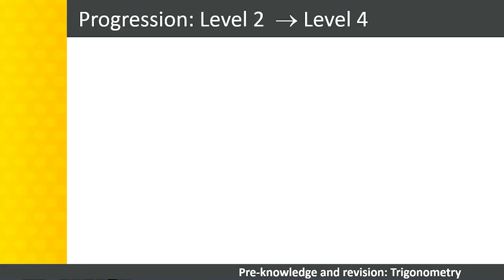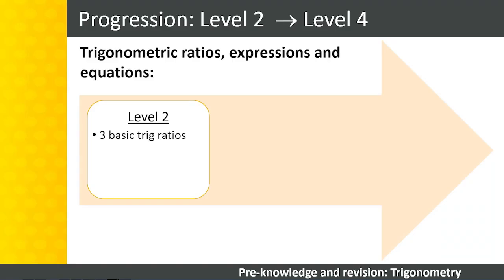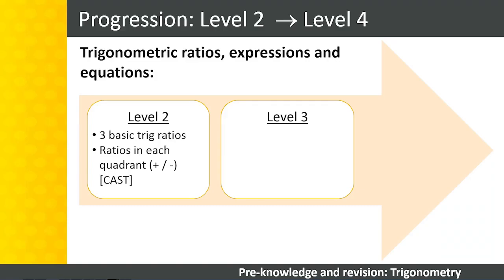What trigonometry pre-knowledge should students already have by the time they reach Level 4? Let's look at how the trigonometry curriculum builds from one level to the next. First, students must be able to work with trig ratios, expressions, and equations. In Level 2, students are introduced to the 3 basic trig ratios. They calculate ratios in a given quadrant, so they need to understand why a ratio is positive or negative in a particular quadrant. In Level 3, students encounter the special angles of 30 degrees, 45 degrees, and 60 degrees.